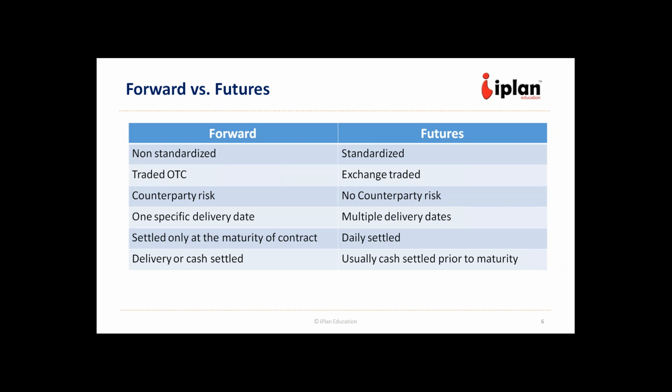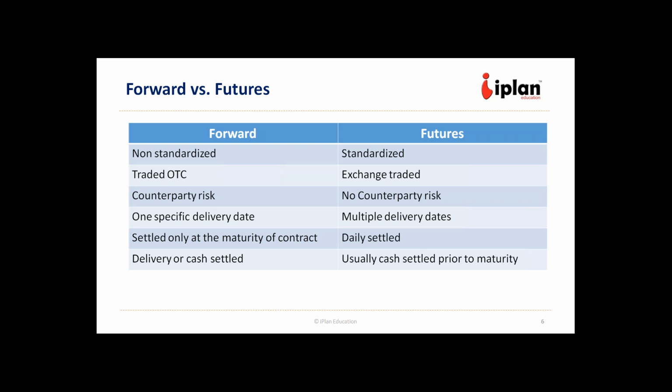Forwards have default risk or counterparty risk. Futures don't have it. And the forward has a specific delivery date, so you can say that only on the date of delivery will this be settled. Futures normally have a 1 month future, 2nd month future, 3rd month future, 6th month future, that kind of set, by the exchange.